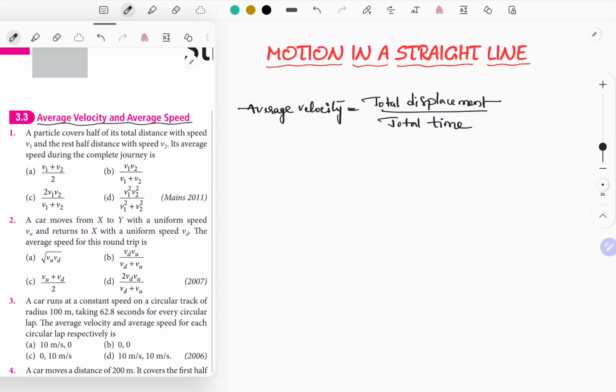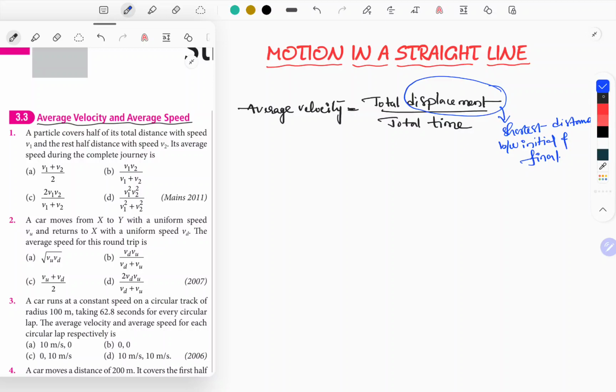What's the meaning of displacement? We know the meaning of displacement. Displacement is the shortest distance between initial and final position. Is it a scalar quantity or a vector quantity? Displacement is a vector quantity because we are going to represent the direction from initial to final position.